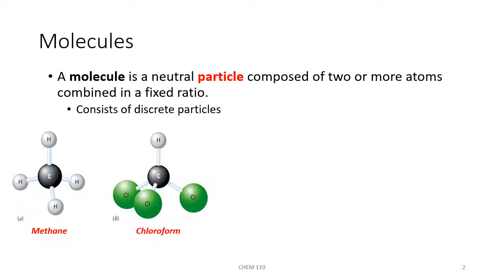If you think of anything that you could draw a Lewis structure for, or a compound that would be able to be built by a model, those are going to be your molecules. Methane, or natural gas, is CH4. This would represent a molecule. Chloroform is CHCl3.